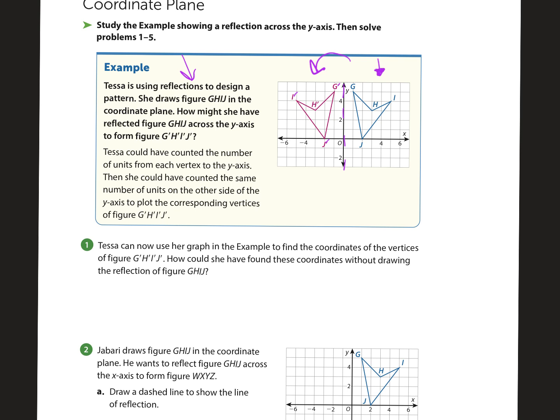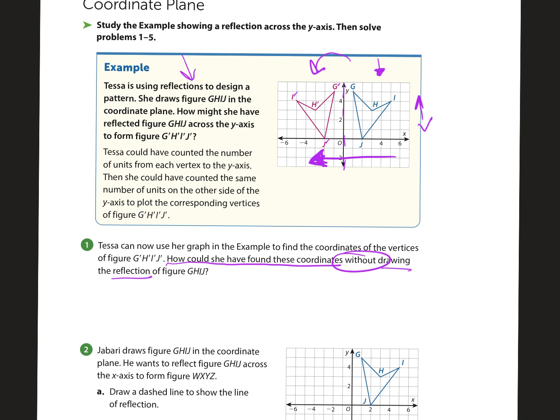So Tessa can use her graph to find the coordinates of the vertices. How could she have found these coordinates without drawing the reflection? So this is when we think about how do we do this mathematically? I'm reflecting over y, which means I'm moving from left to right. Left and right only affects the x value. This shape did not get any higher or lower, so my y values are exactly the same.